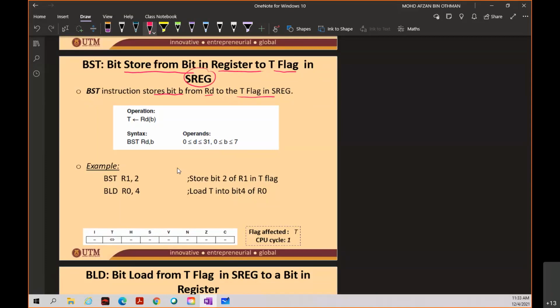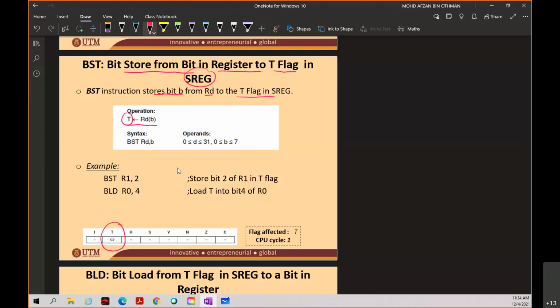It means that you take the value from your destination register, any bit, any value either 0 or 1, and put it to your T flag. So this is the operation: get the value from the bit inside of your destination register and put it to your T flag. This is the syntax, BST Rd, b. If you look at the status register, only the T flag is affected. Other flags remain unchanged.